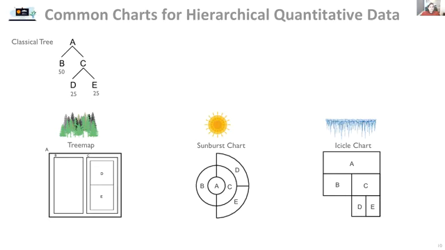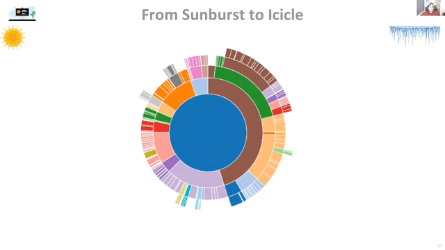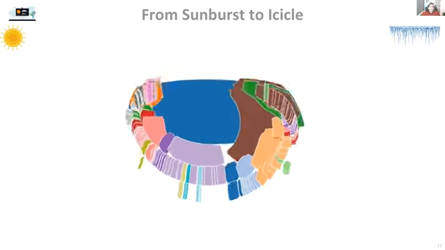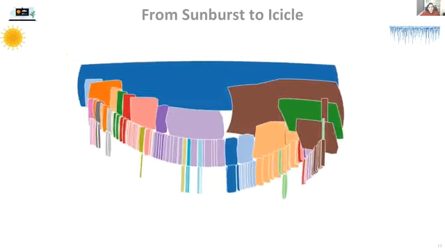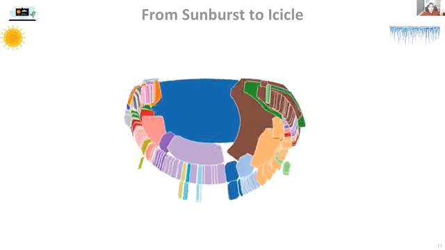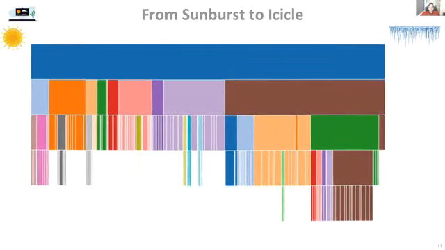The biggest rectangle on the top represents the root node. The children nodes are placed under their parent node, and each node's width is determined by the sum of its children's width. Here I'm showing how an icicle chart is simply a sunburst chart transformed from polar coordinates to Cartesian coordinates.